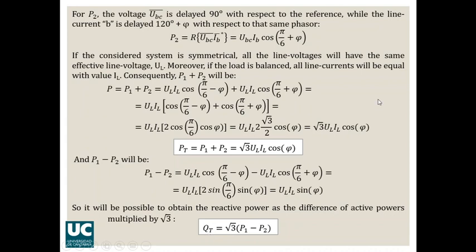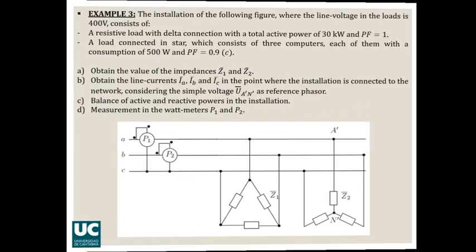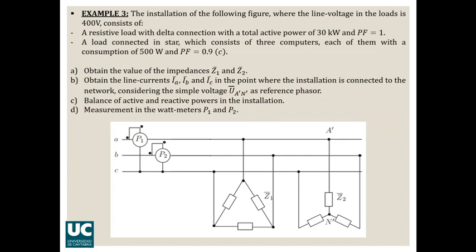So when we have a balanced three-phase system with only 3 cables, we can use the Aron connection and use only 2 wattmeters, and then we can obtain the total active power as the sum of the 2 measurements and the total reactive power as square root of 3 multiplied by the difference of the 2 measurements. With this, now we can solve example 3.